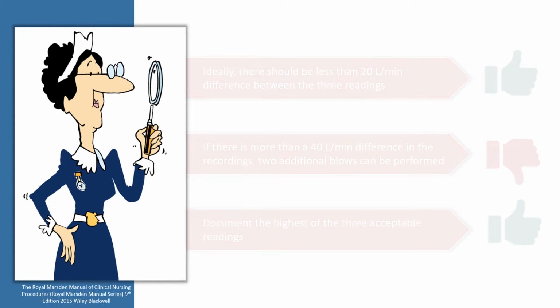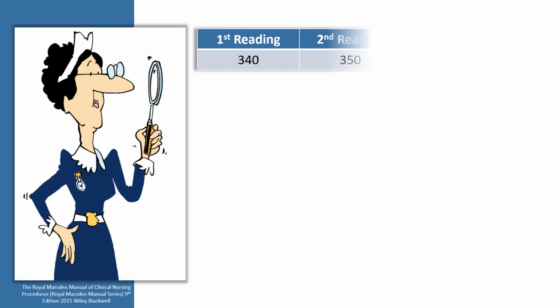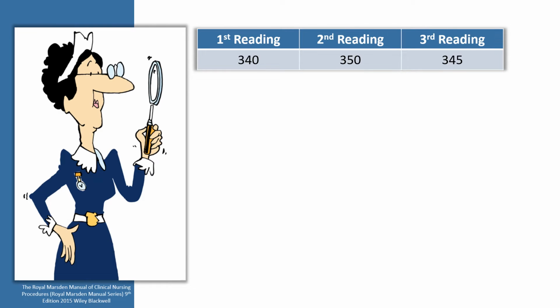So let me show you how this would work. Let's pretend that our first patient's readings are 340, 350, 345. Find your highest one and then find the lowest one, and there's only 10 litres a minute difference between them. So we can say that definitely sits within the 20 litres per minute, and that'd get a thumbs up and we could use that data.